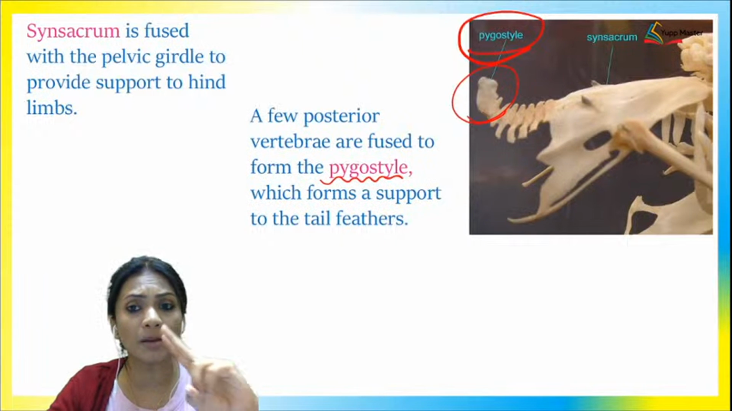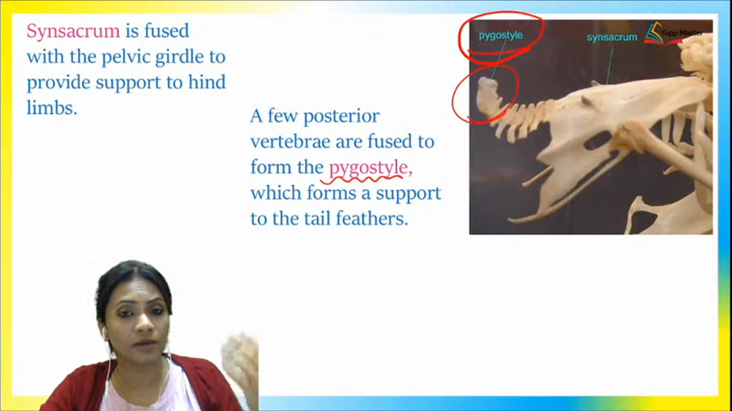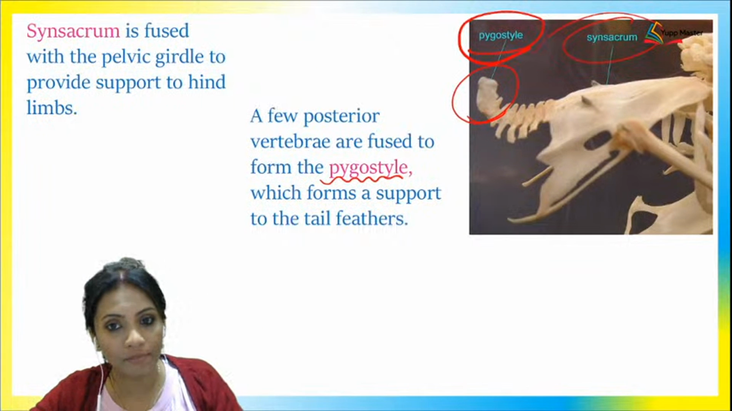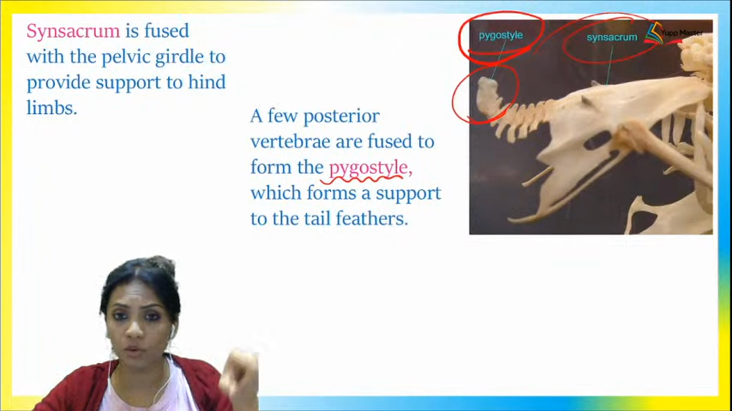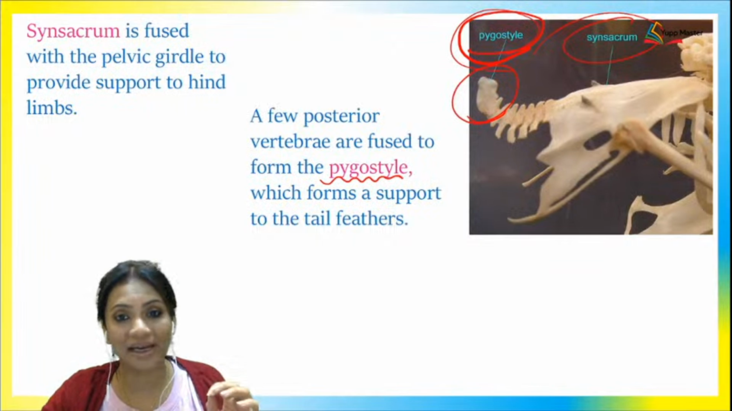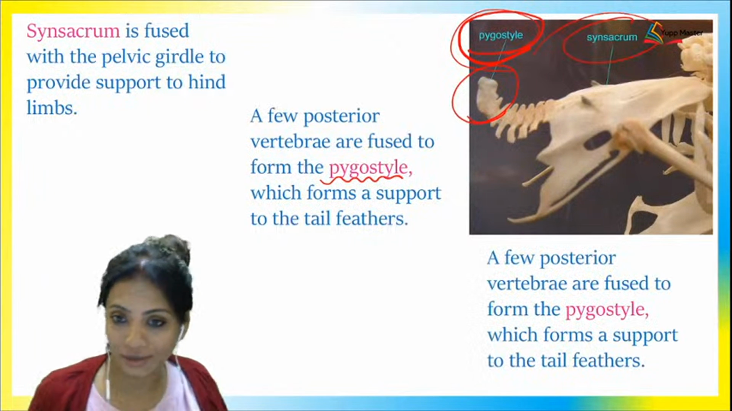All right, so two names of the two bones that you learned at the end of the vertebral column. First bone was called the synsacrum. Even we have a sacrum bone, but that is synsacrum, and the second bone is called the pygostyle. Remember these two names for the bones of the birds.